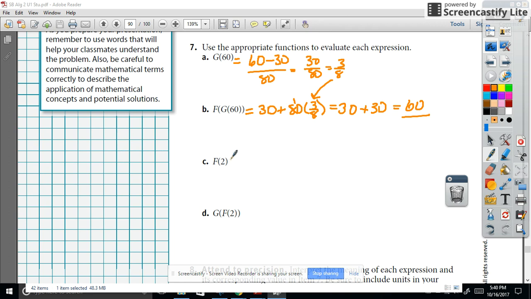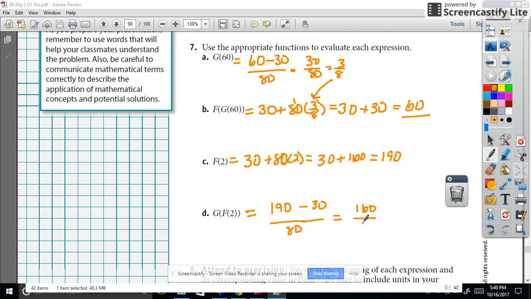Okay, so f of 2, the f function says 30 plus 80 times 2. So 80 times 2 is 160, and that ends up being 190. So now they want us to take 190 and plug it into the g function. The g function says take the cost, subtract 30, and divide by 80. Okay, so 190 minus 30 would be 160. 160 divided by 80, and you would get 2.